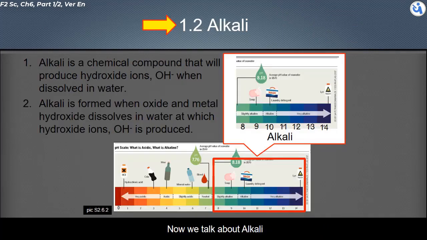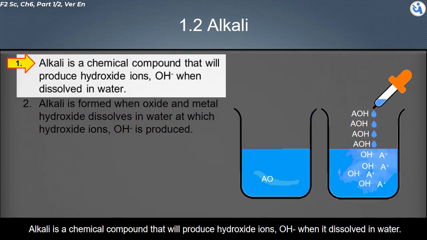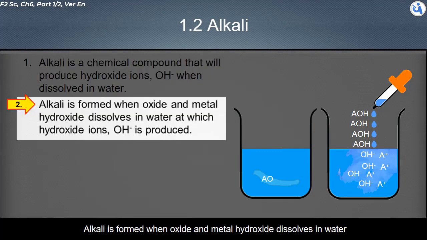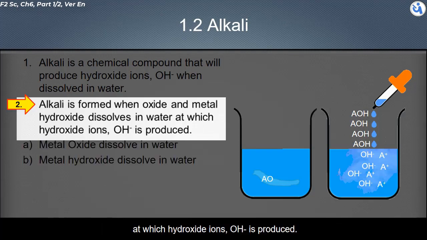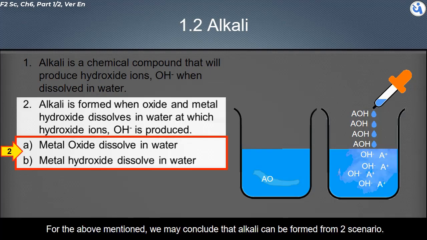Now, we talk about alkali. Alkali is a chemical compound that will produce hydroxide ions when it is dissolved in water. Alkali is formed when metal oxide and metal hydroxide dissolve in water, at which hydroxide ions, OH-, are produced. From the above, we may conclude that alkali can be formed from two scenarios.